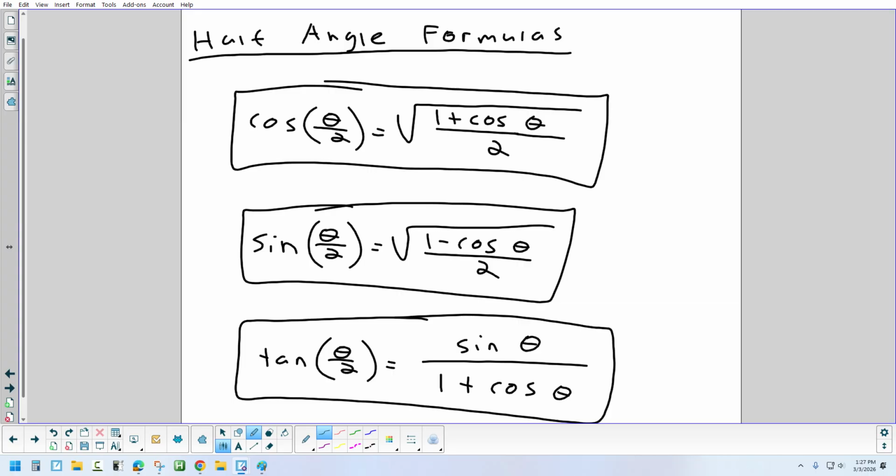Okay, any question on those? And I would not focus too much on the half angle ones, at least for my class. I would worry more about the double angle and the sum and difference. Definitely.